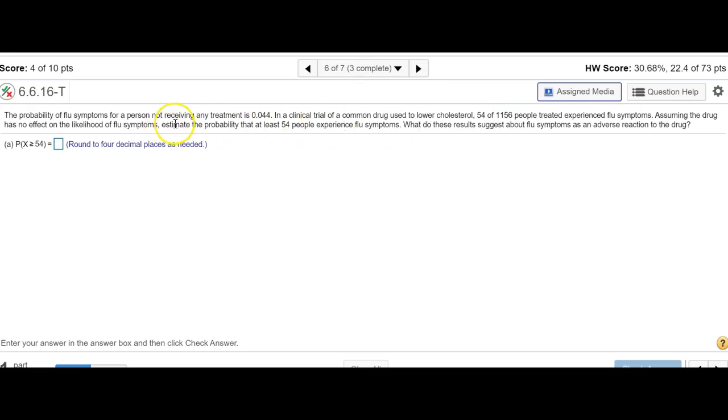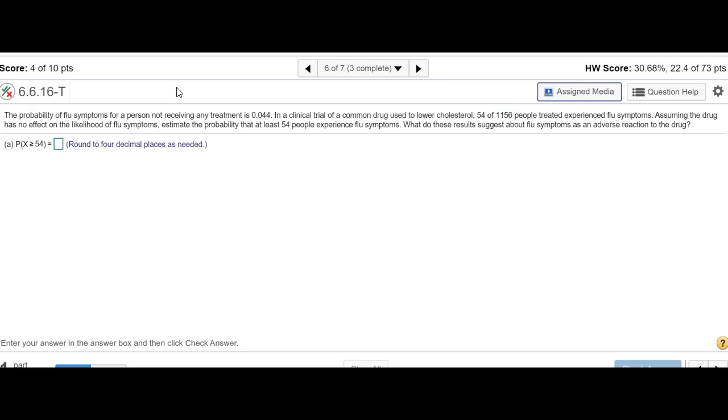So the first thing we want to do is find the probability of a person not receiving any treatment that has the flu-like symptoms. In this case, it's 0.044, so that becomes our P, 0.044. Our Q is 1 minus that, 1 minus 0.044, which is 0.956. And then N would be 1,156. We want to find the mean and the standard deviation.